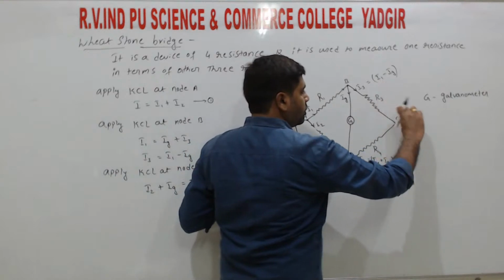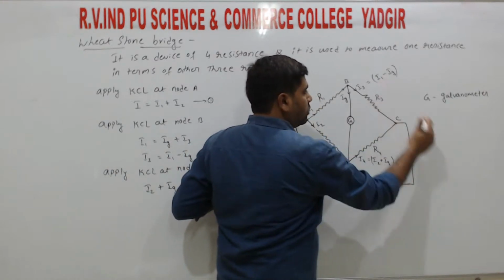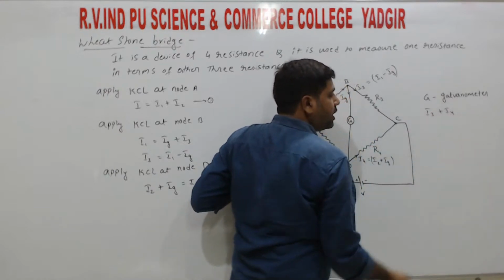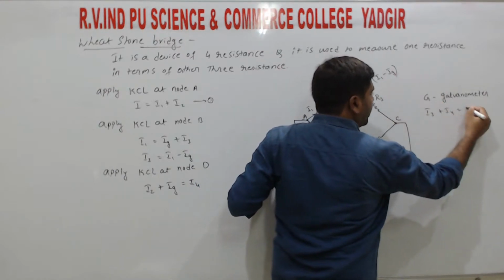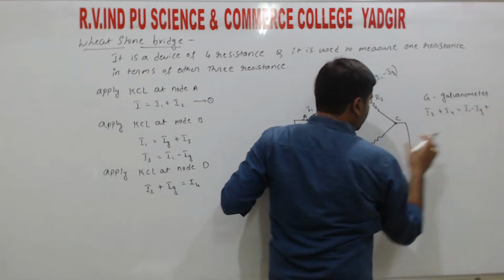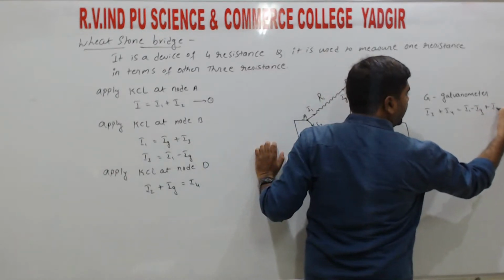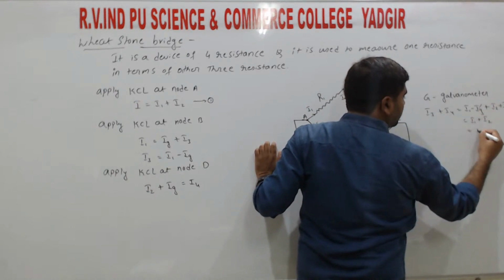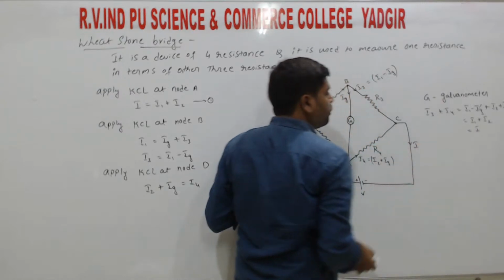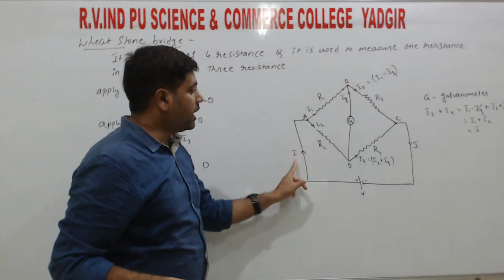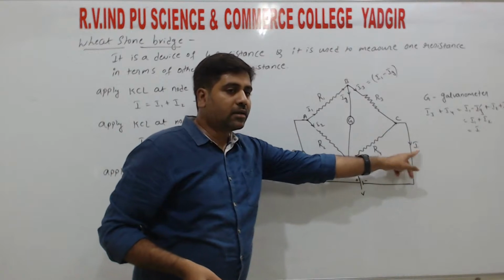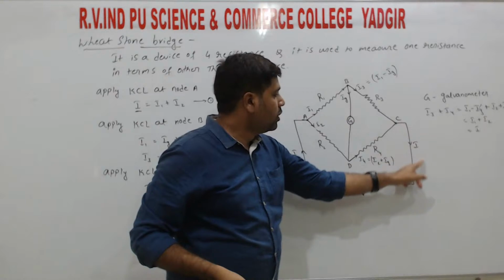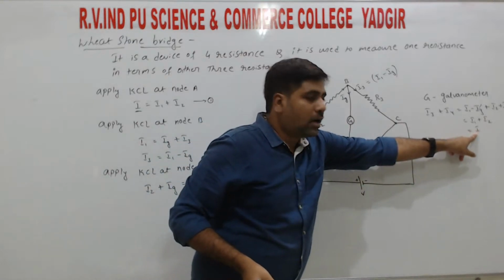Now at junction C, two currents are entering, that is I3 plus I4. For I3 we have I1 minus Ig, and for I4 we have I2 plus Ig. So Ig gets cancelled and we get I1 plus I2, which is equal to the current I. So the input current and the exit current are the same. That is I1 plus I2, which we take as I, the same current flowing from the junction C, that is I.